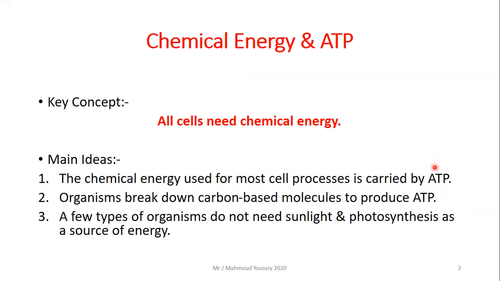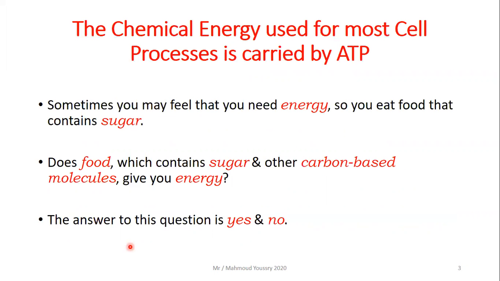We will study the formation of ATP. Organisms break down carbon-based molecules to produce ATP. Then a few types of organisms do not need sunlight and photosynthesis as a source of energy, and we will study this and what the name of the process itself is. Let's start. The chemical energy used for most cell processes is carried by ATP.